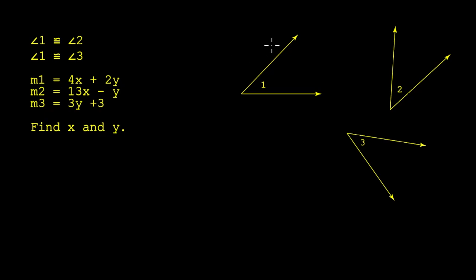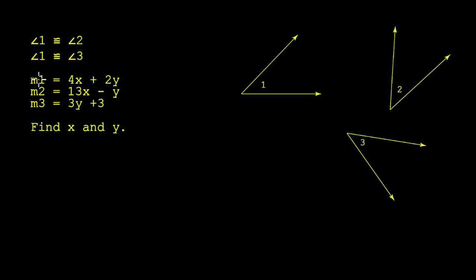In this video, we will be doing algebra from geometry and also involving substitution. Angle 1 is congruent to angle 2, and angle 1 is also congruent to angle 3, meaning that angle 2 is congruent to angle 3. We're not going to write that down as a proof because in a problem like this, you won't be required to, but you need to know 1 is congruent to 2, 1 is congruent to 3, therefore 2 is congruent to 3. From there, what we can do to find x and y, we will need two equations.